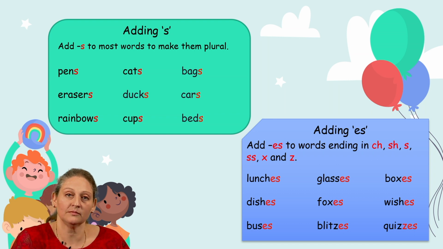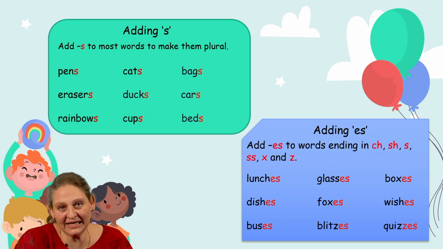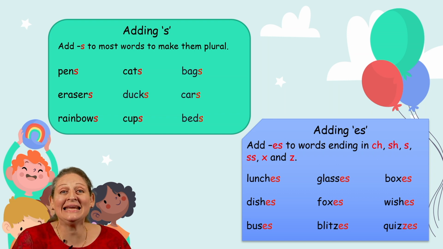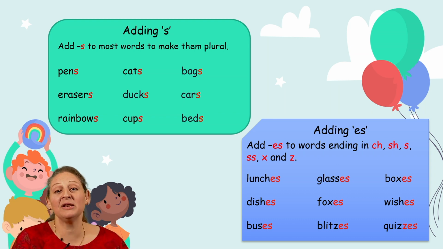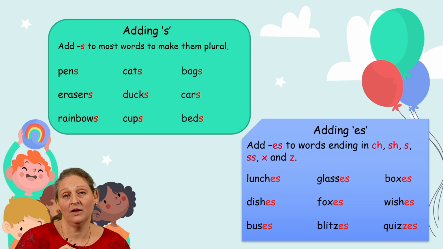Very good. Bus. What does bus end with? It ends with S. So what do we need to add? Yes, ES. Buses. Now the next word, blitz. That means go super fast, blitz, right? Blitz ends with a Z. So we have to add ES, blitzes, okay?